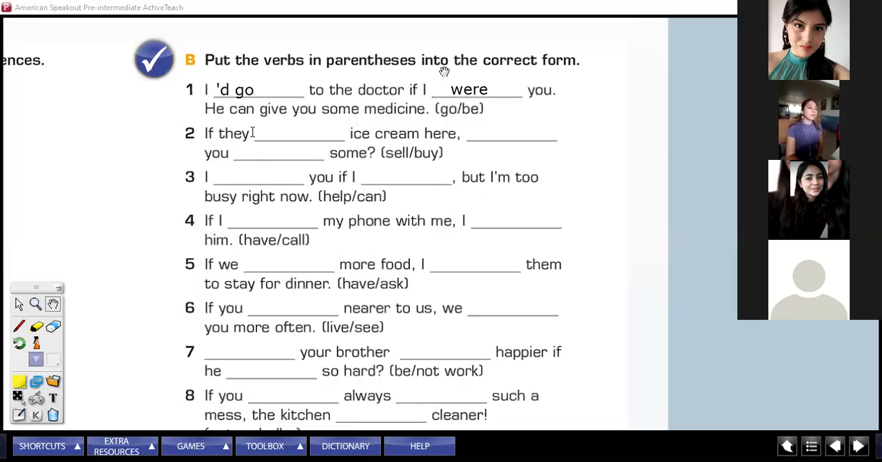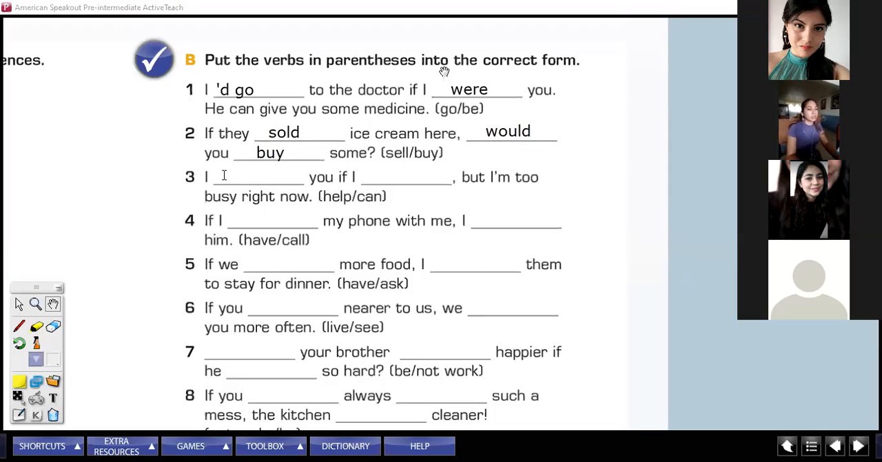Number 2, if they, tenemos if condicional. If they sold, muy bien. If they sold ice cream here, and then it's a question. Yes, we start a question. What would you buy? Would you, and the verb. Would you buy some?